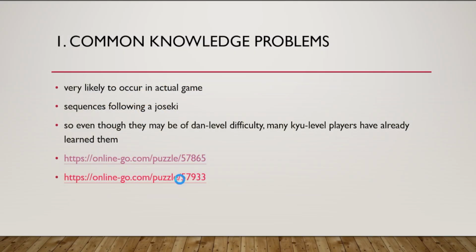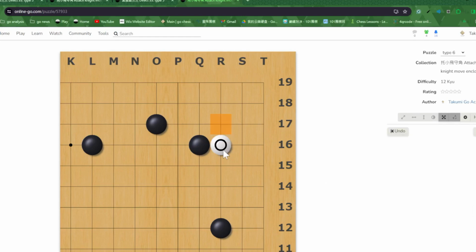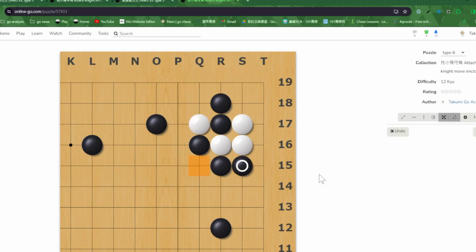And the second example is this one. In this case, after the attach and the hane, after black blocks, could white live? If you do not understand this tsumego, you probably wouldn't think that white is going to be captured, as if white plays Q18, black could play S18, and then black has 3 liberties and white only has 2 liberties. But white could not play S18, otherwise black plays Q18. White could not make 2 eyes in the corner.